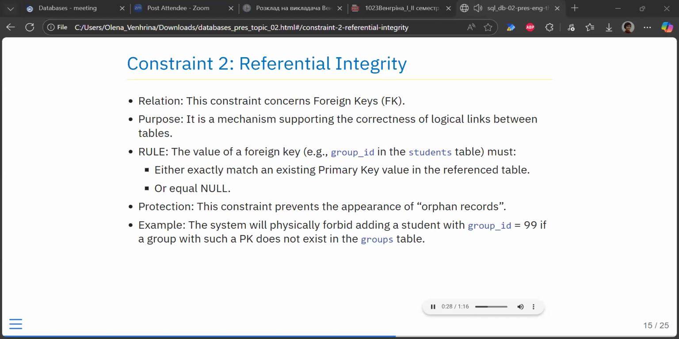First, and main, this value must already exist as a primary key in the table we refer to. That is, we can add a student with group ID equals 5 only if a group with ID equals 5 already exists in the groups table.